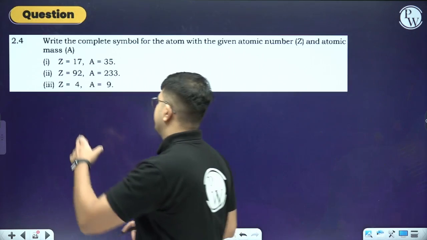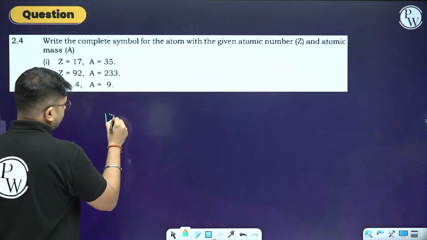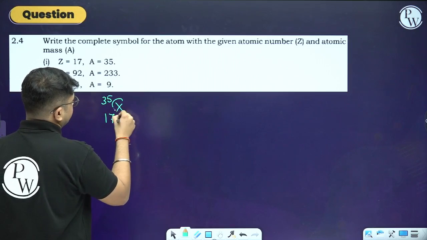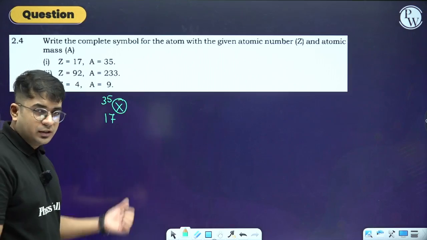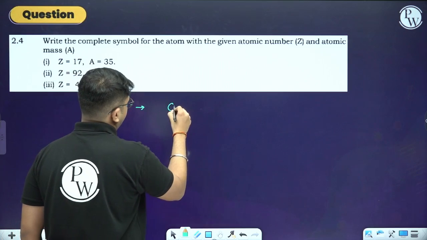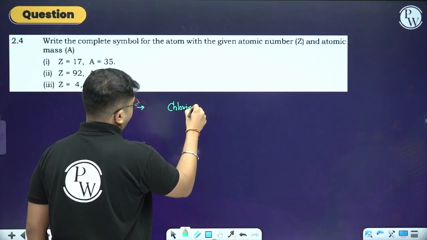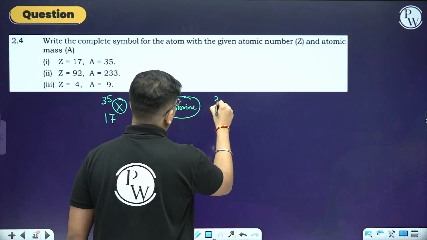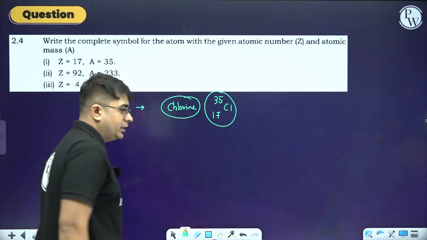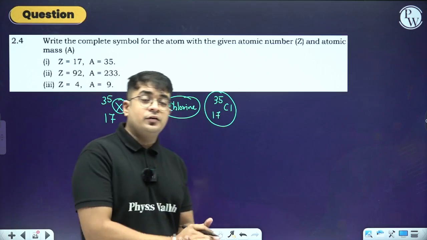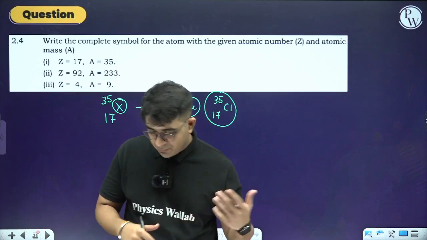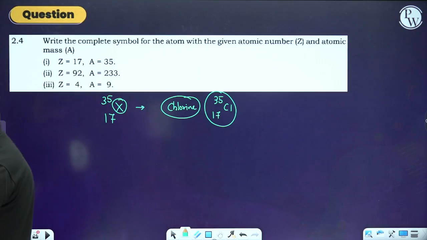Okay, so the atomic number is 17. So we have 17 X 35. So what is this X? We know atomic number 17 is chlorine. So this particular part is chlorine, and the representation will be 35 Cl 17. For that part you need to understand, I told you, you have to remember the first 20 elements or first 30 elements, as well as their atomic number and their mass number, because it's pretty much required for the calculation.